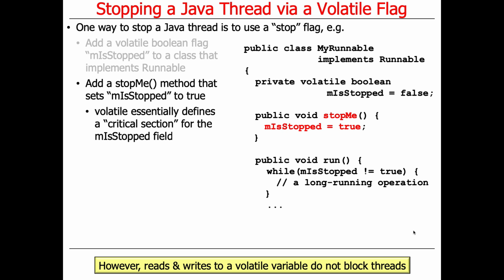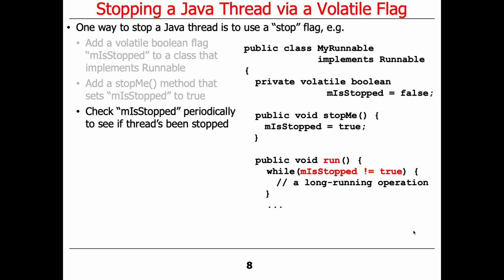And so you can think about volatile defining a critical section for the stop field. The main thing about volatile, however, is that unlike the critical section in a method where you have to queue up to get access to it, a volatile never blocks threads. It uses atomic compare and swap operations, which are non-blocking. And since these contention points are very, very small, it'll just spin until it gets exclusive access to change the field from false to true or whatever.